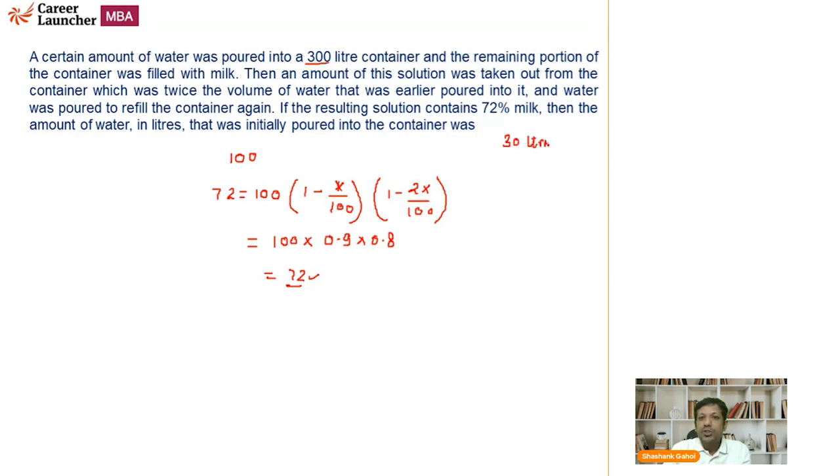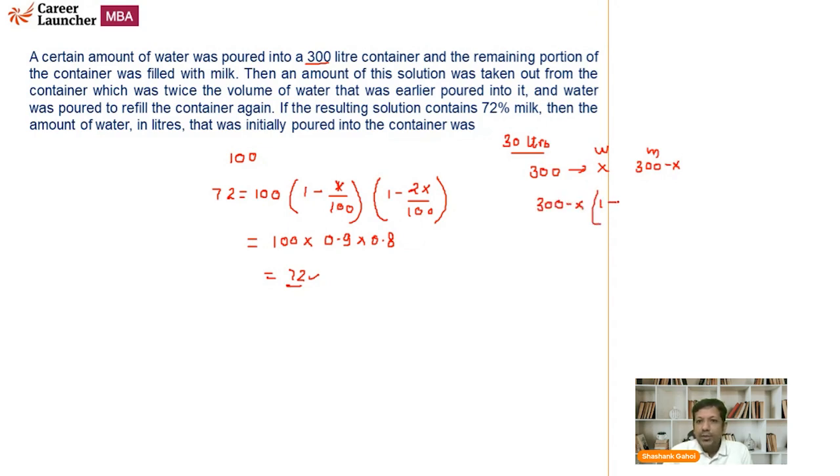So my answer of this question is going to be 30 liters directly. Otherwise, if you want to solve it by using some arrangement, then what is going to happen? You have 300 liters of this. Out of that, how much water you have? X liters water. And how much milk you have? 300 minus X. Right. So initial quantity of milk is 300 minus X.